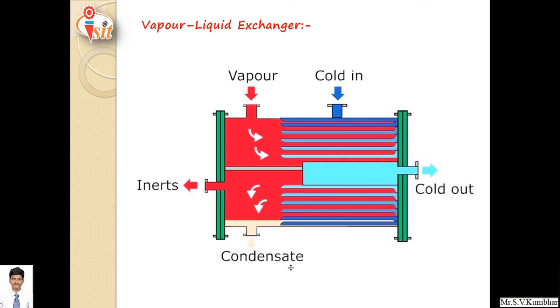So this is a vapor liquid heat exchanger where cold liquid flows in through this and cold liquid goes out through this. Here vapor flows in the same direction and condensate flows in this direction. These are the inserts.